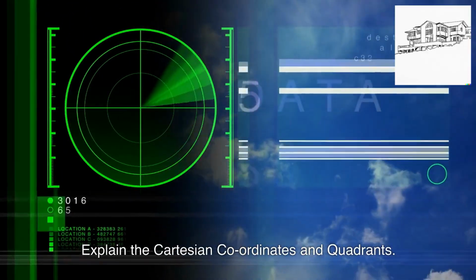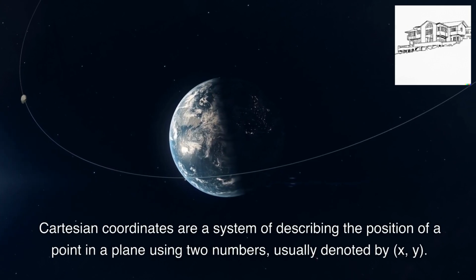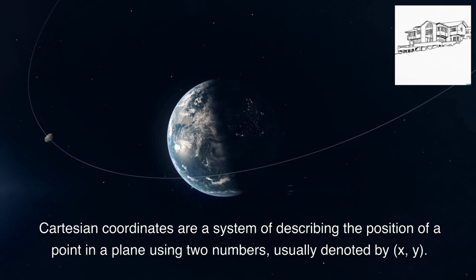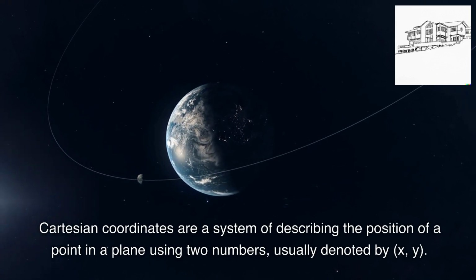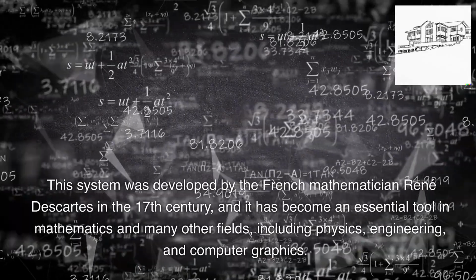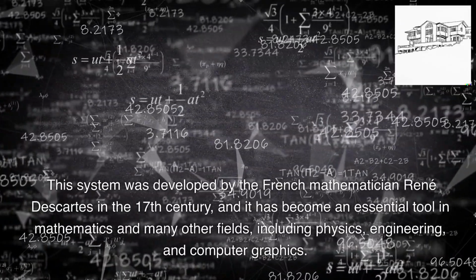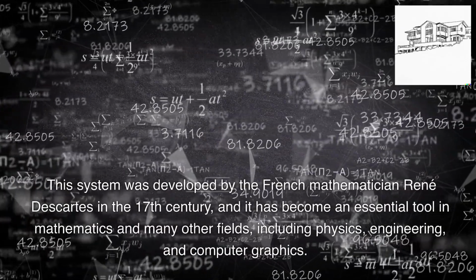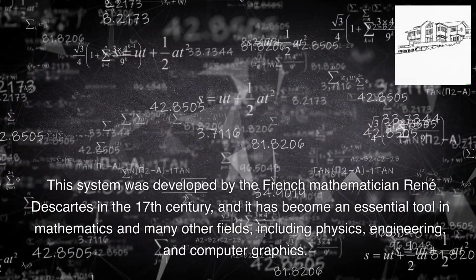Explain the Cartesian coordinates and quadrants. Cartesian coordinates are a system of describing the position of a point in a plane using two numbers, usually denoted by (x, y). This system was developed by the French mathematician René Descartes in the 17th century, and it has become an essential tool in mathematics and many other fields, including physics, engineering, and computer graphics.